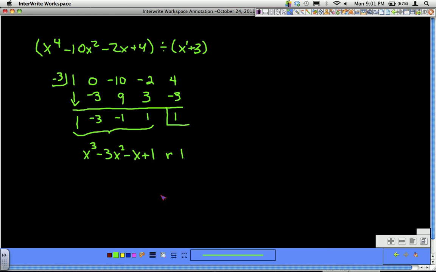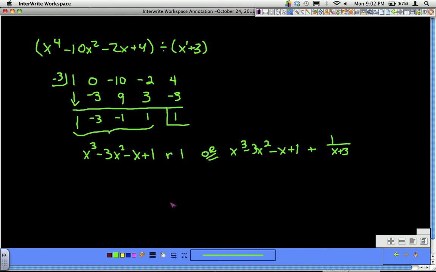The other way of writing this, like we did on that last long division problem, we could say that this would give us x to the third minus 3x squared minus x plus 1 plus 1 over x plus 3 as our whole remainder. So a couple different ways of writing that.